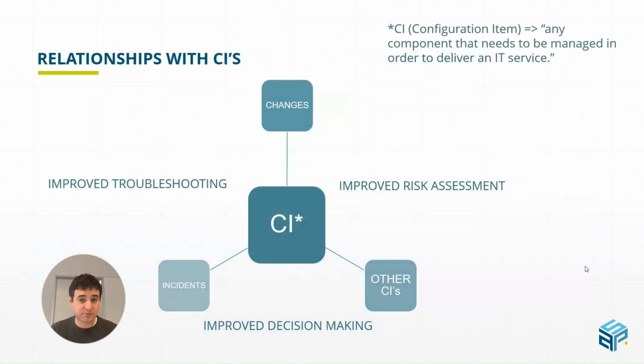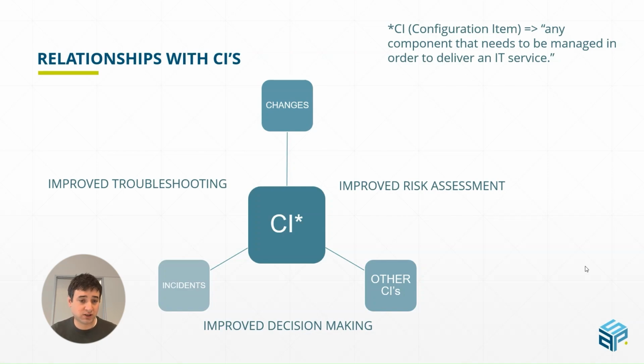Having updated CIs is important, but what is really important is the relationship you make either with change records, incident records, but also with other CIs. So when you are making a change on a CI, it's really important to understand what the impact will be on other CIs and what the criticality of those other CIs is. When you have this view of the dependencies, the relationships, you can really improve in terms of risk assessment.